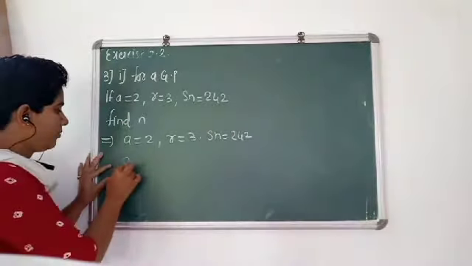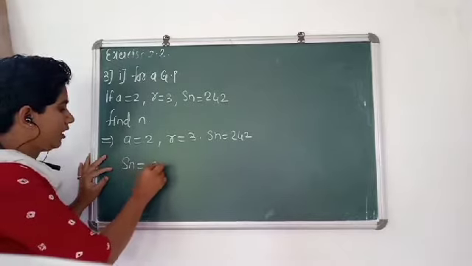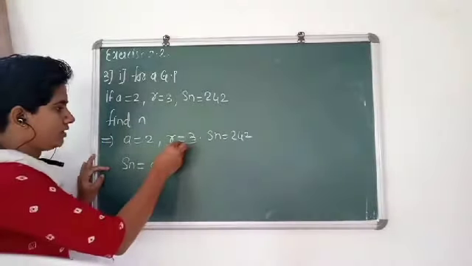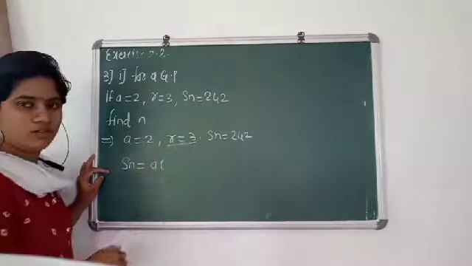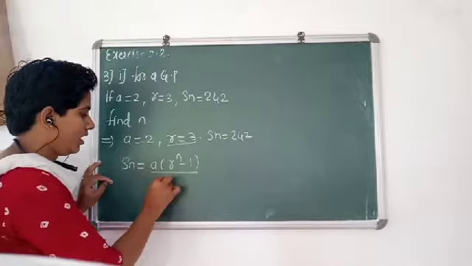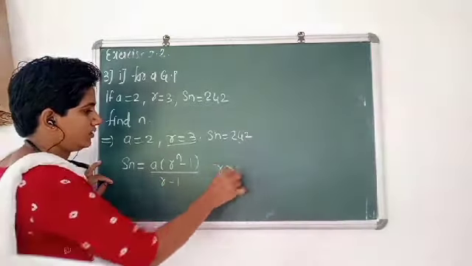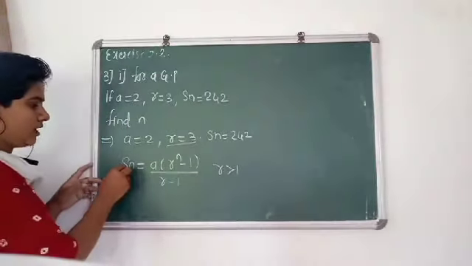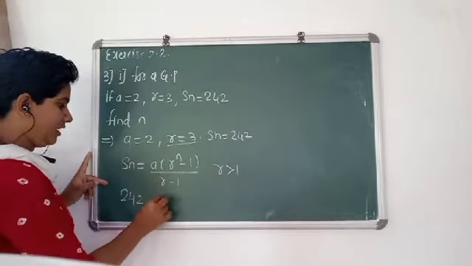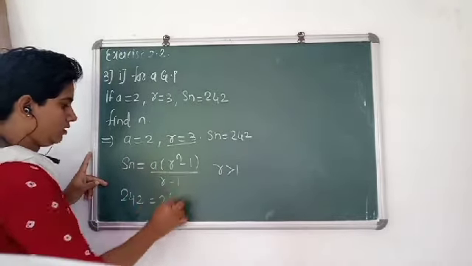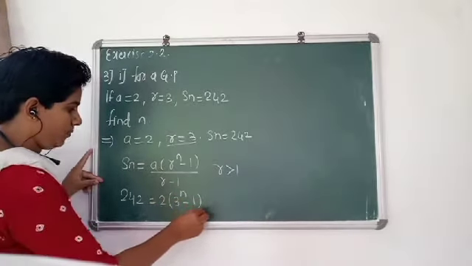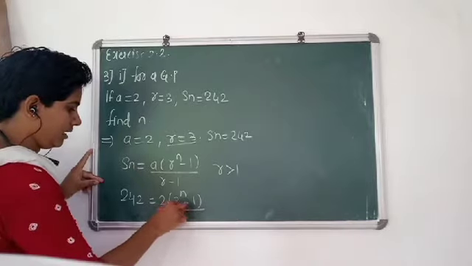So using the formula Sn is equal to A inside the bracket, since R is greater than 1, that means the common ratio is positive, so using R raised to n minus 1 upon R minus 1, that is R is greater than 1. Substitute all the values. Sn is already given as 242, value of A is 2, R raised to n, that is 3 raised to n, minus 1 upon value of R minus 1, that is 3 minus 1.